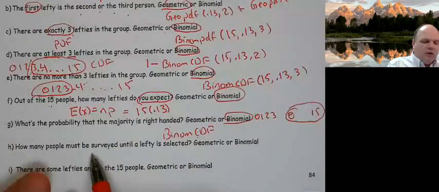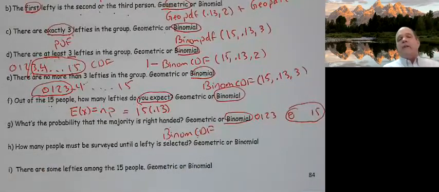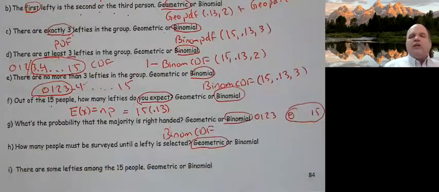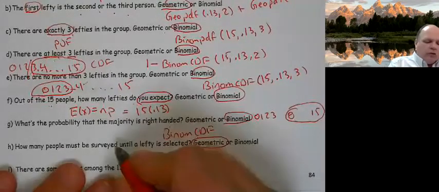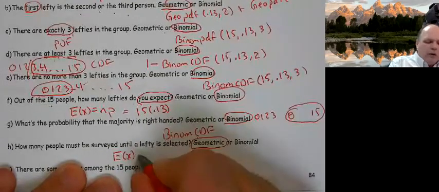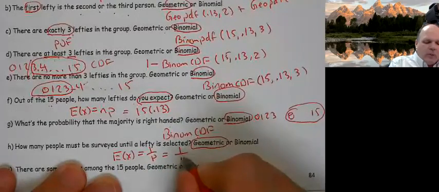How many must be surveyed until a lefty is selected? All right, so they're saying, how many do we have to survey until we get to the first lefty? Oh, first, geometric. But they didn't say where it occurred. So they want to know how many we expect to have to survey. So this is going to be an expected value. The formula is 1 over p. So in this case, 1 over 0.13.